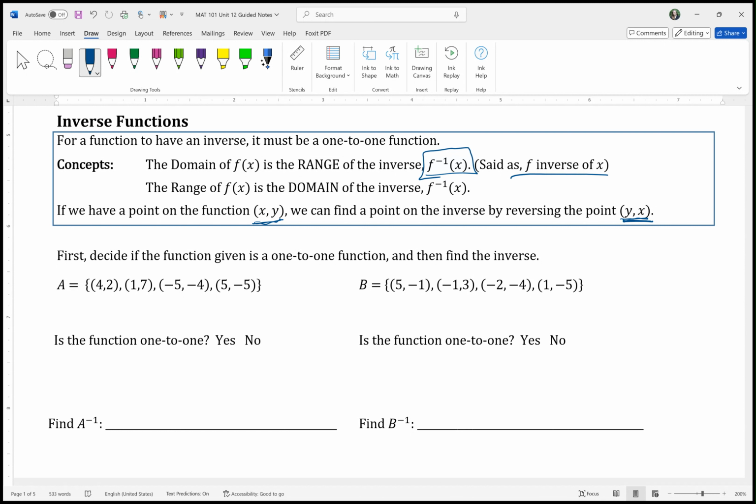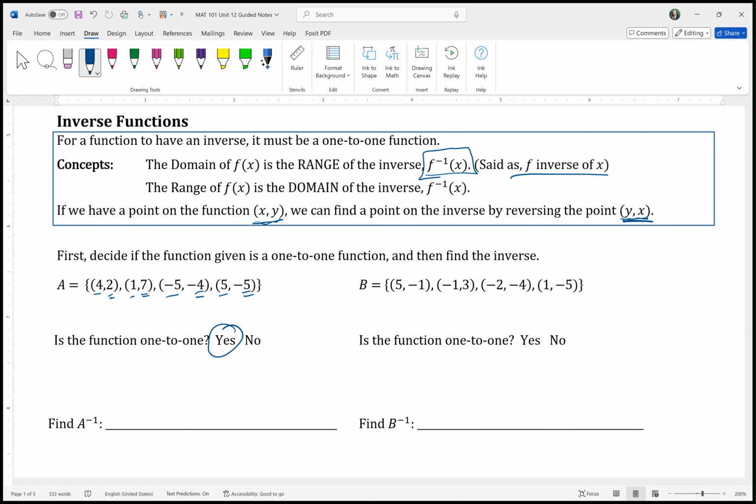Okay, so let's look at these two examples. First, we're deciding if it's a one-to-one function, and if it is, then we're going to find the inverse. Remember, no repeat x's and no repeat y's. So looking at set A, we have the ordered pairs (4, 2), (1, 7), (-5, -4), and (5, -5). Let's first look at our x's. 4, 1, -5, 5. None of those repeat. And then looking at our y's, we have 2, 7, -4, -5. None of those repeat. So this is a one-to-one function.